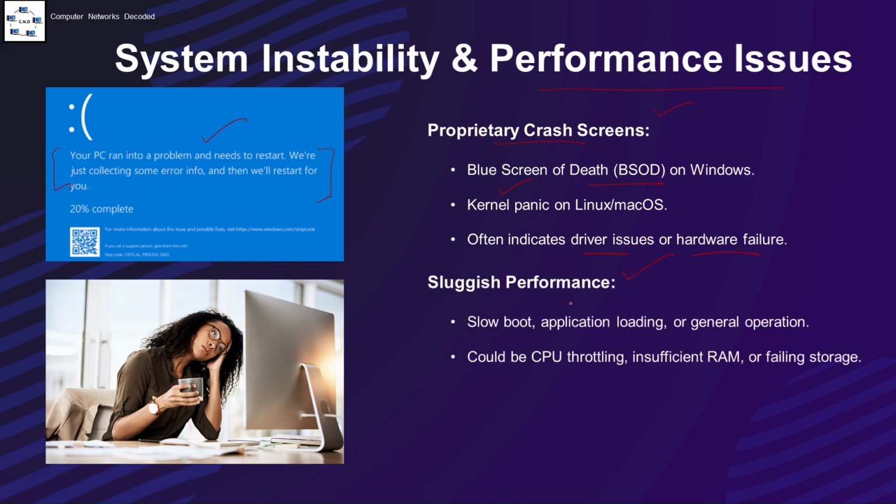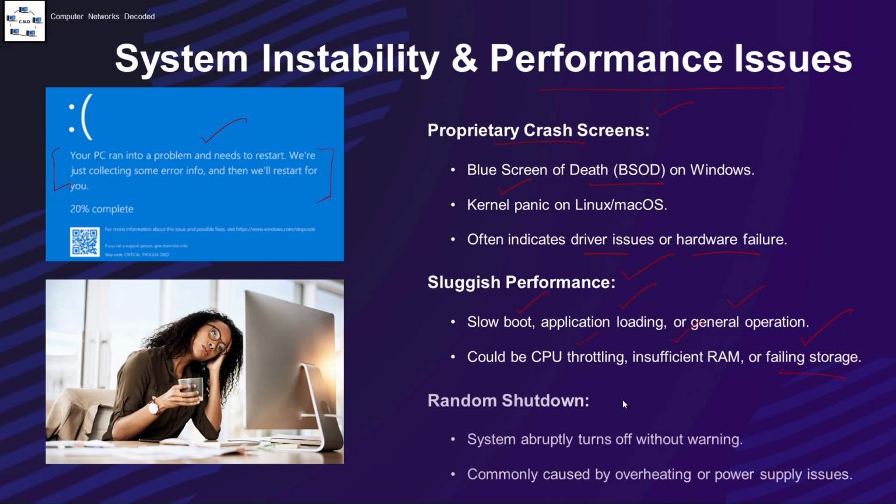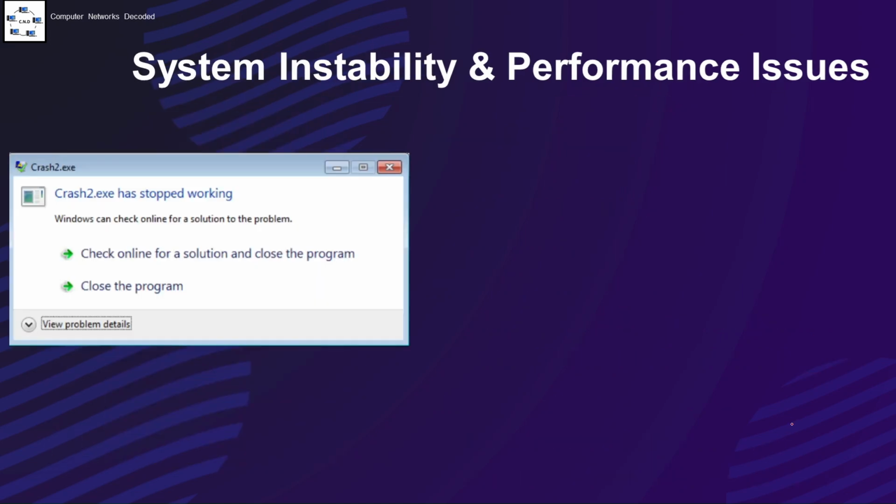If your system is having sluggish performance, such as booting very slowly, applications loading slowly, or general slow performance, this may be due to CPU throttling, insufficient RAM in the system, hardware failure, or read-write issues with the storage. And if your system is randomly shutting itself down without any warning or message, the issue may be due to overheating or the power supply.